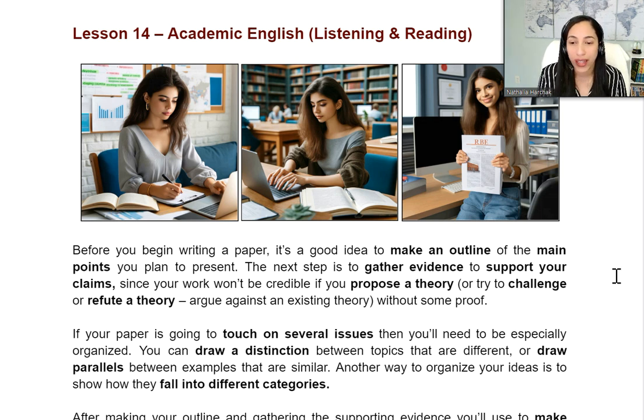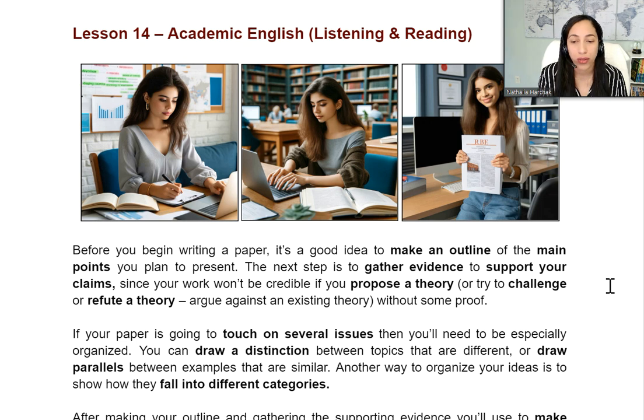Before you begin writing a paper, it's a good idea to make an outline of the main points you plan to present. The next step is to gather evidence to support your claims. Since your work won't be credible if you propose a theory or try to challenge or refute a theory, that means argue against an existing theory, without some proof.